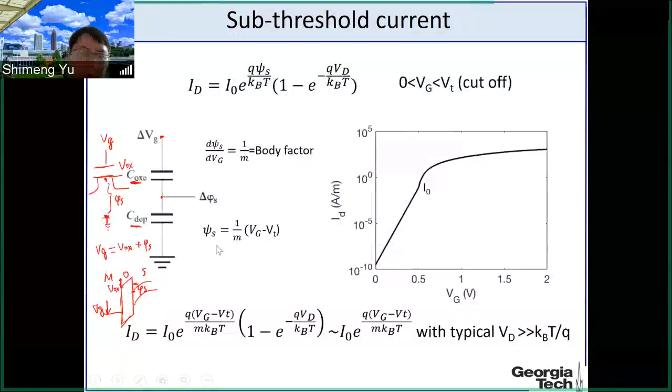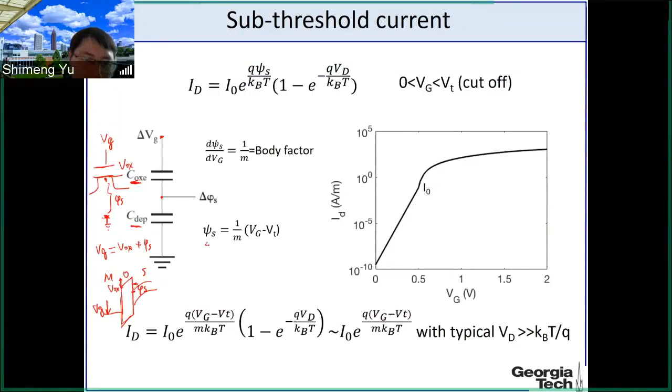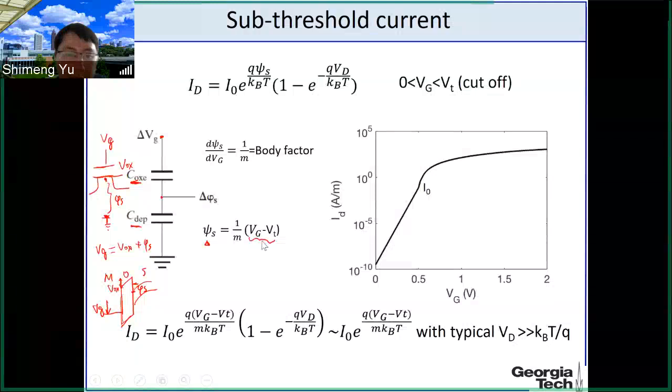Or in other words, phi s will only be affected proportionally by the gate voltage Vg. So let's say above the threshold voltage, you apply the gate voltage. Only part of the gate voltage will change phi s. And this factor is called the body factor. Alright, this is not above the threshold because here we are talking about the subthreshold. This is below the threshold, so this is a negative term actually.